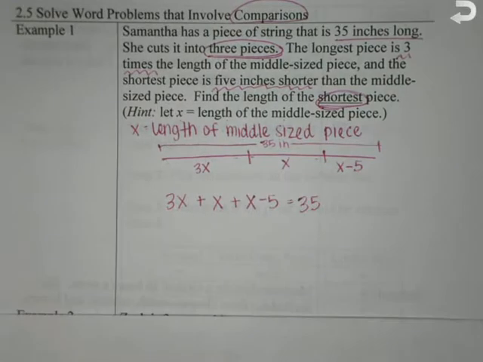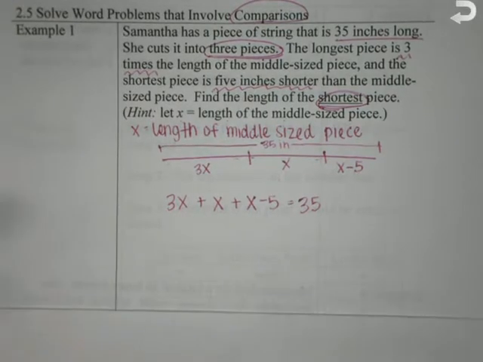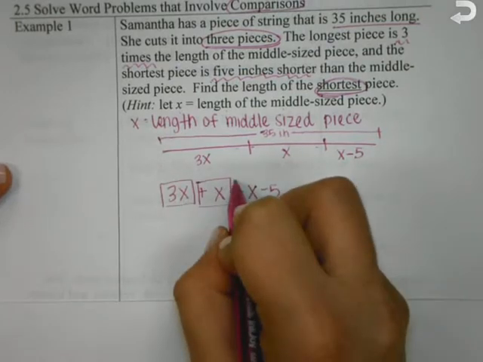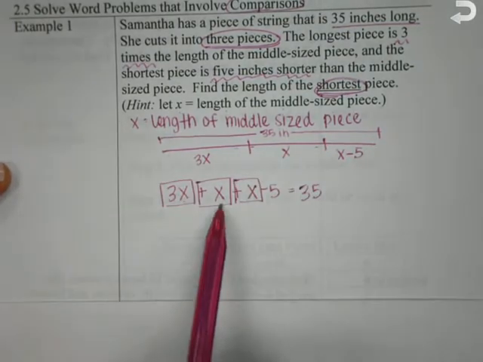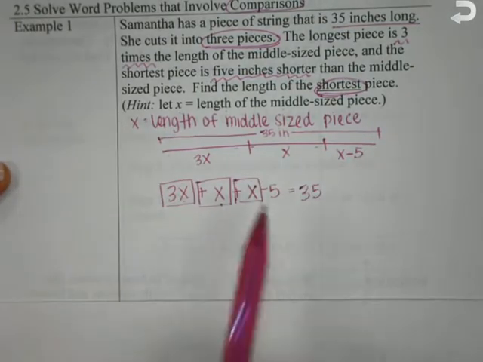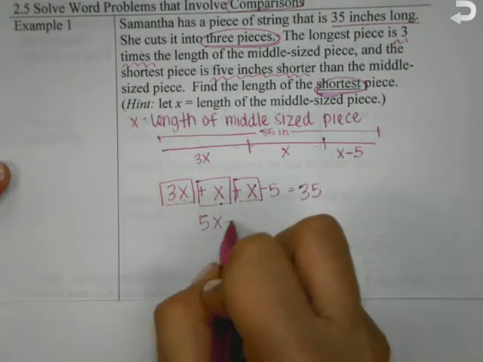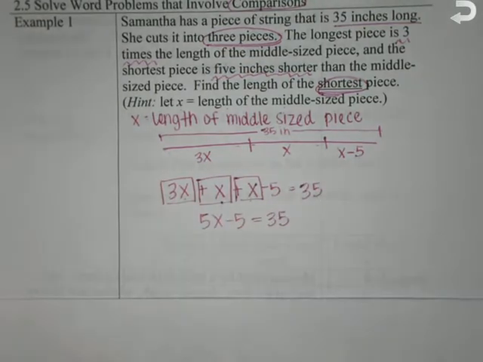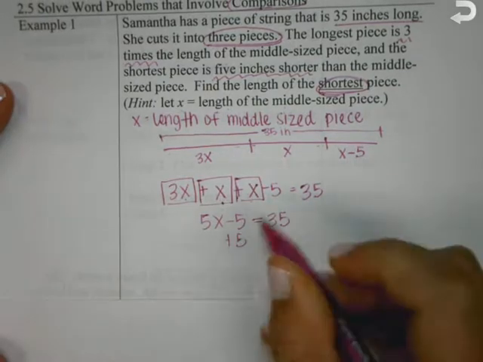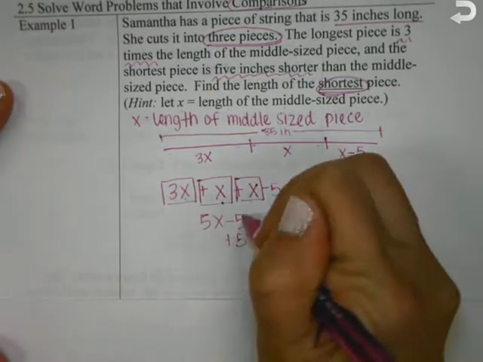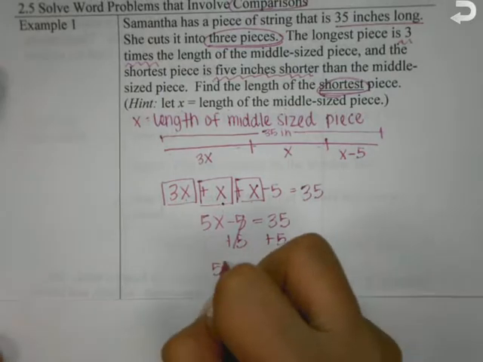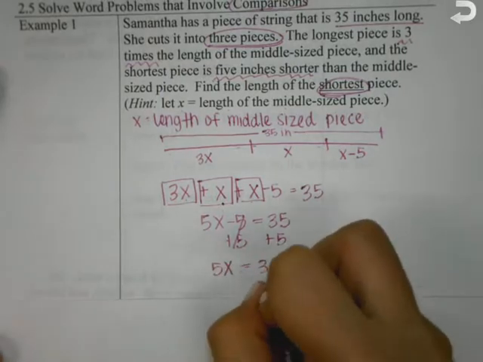So let's combine like terms. I have 3x plus x plus x. So 3x plus x gives me 4x plus x gives me 5x minus 5 equals 35. And now this should be easy. Add 5. That's 0. So we get 5x equals 30. Divide both sides by 5.